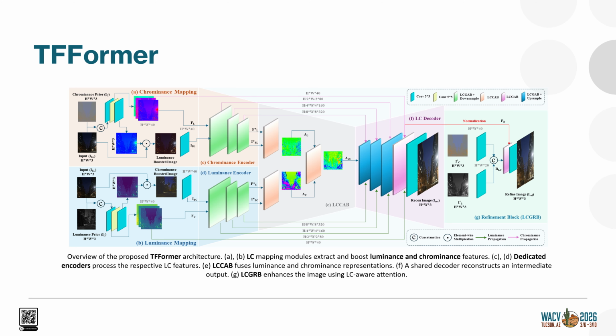Models often mix noise and detail. TF-former solves this with a tuning fork design. First, we decouple the image into light, luminance, and color, chrominance streams. By encoding them separately, we can denoise the structure without washing out the colors. Then we use cross-attention to fuse them back together, ensuring the final output has sharp edges and accurate colors.